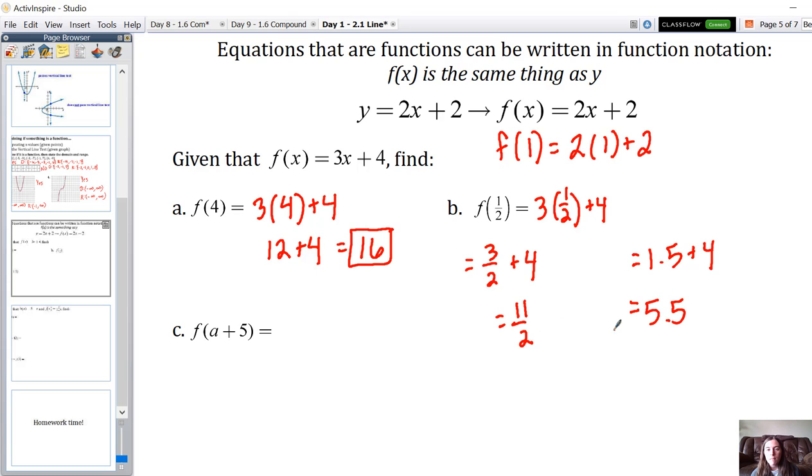Both of those mean the same thing. It just would say leave it as a fraction if it wanted this specific answer, leave it as a decimal if it wanted this one. If it doesn't say, you can do either one.